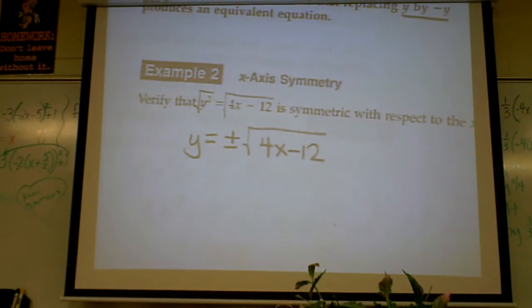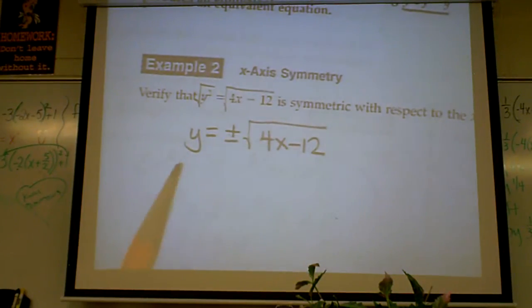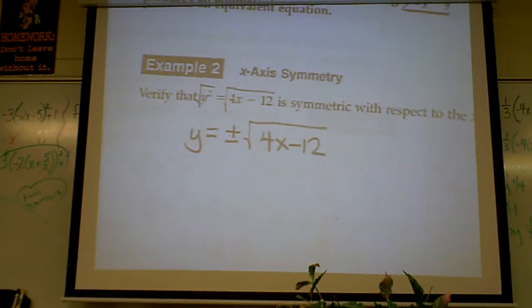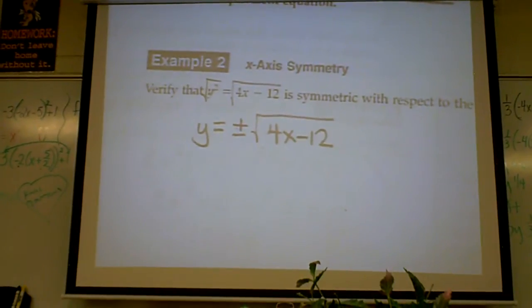So if you wanted to see this picture, you're going to do two different equations. Good question. You're going to hit second square root. Yeah. 4x minus 12. And the other one is negative square root 4x minus 12.